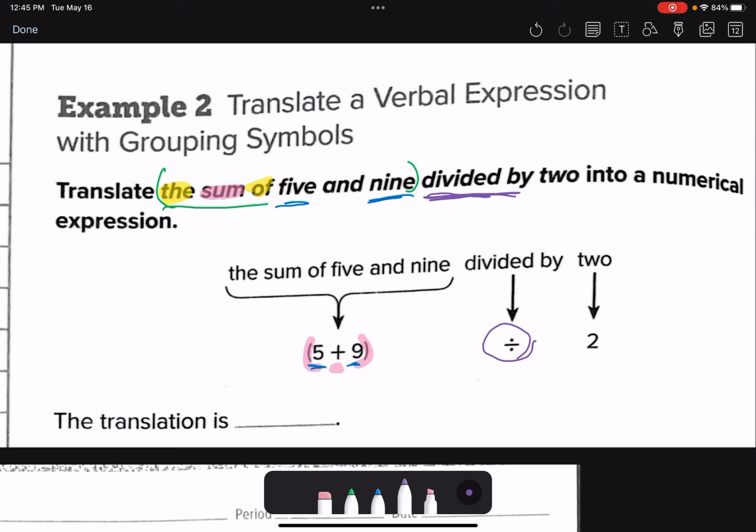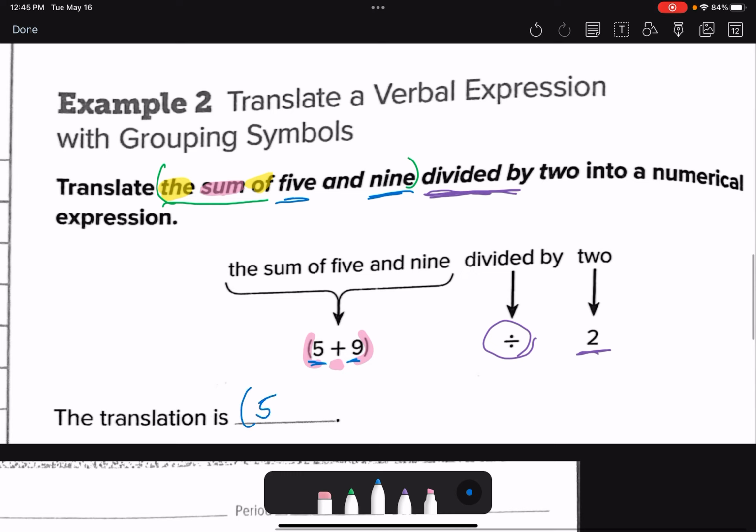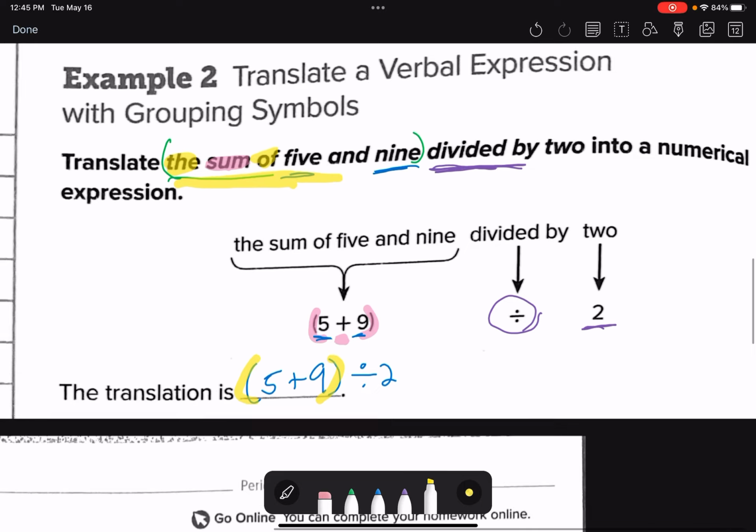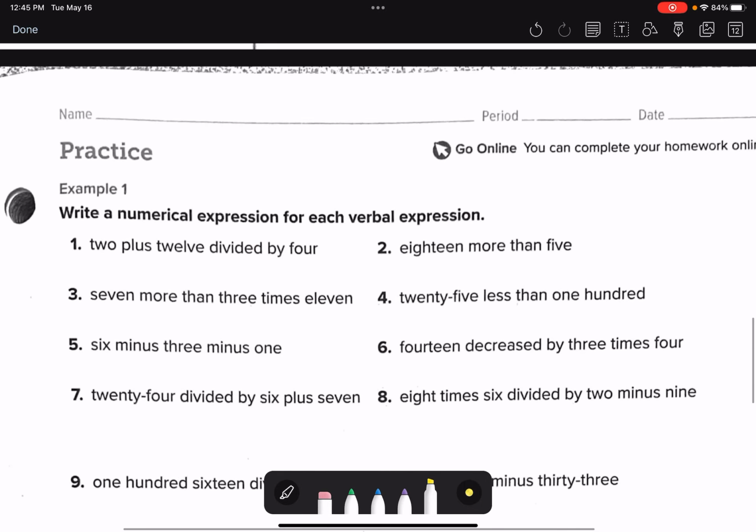Divided by 2 is now going to be on the outside because we ended it. So if I put it all together, it's going to look like this: 5 plus 9 divided by 2. And again, that's because that phrase, the sum of, the difference of, indicates these parentheses here.